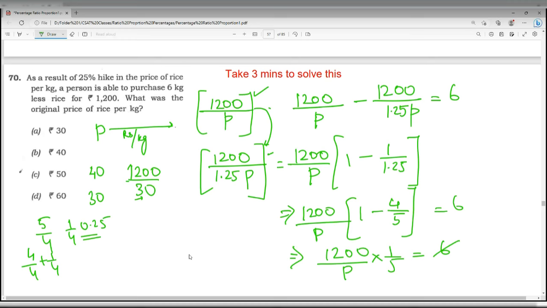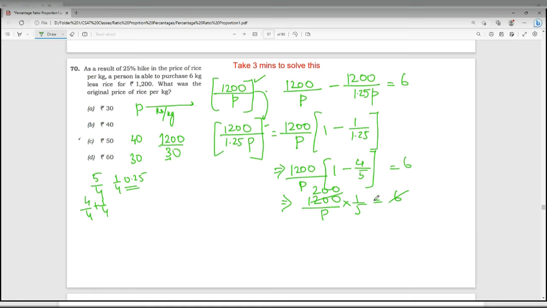And you can write it as 6 ones are 6, 200s. And this P would go this side. P would be 200 by 5. This is equal to 40. So the original price was 40.